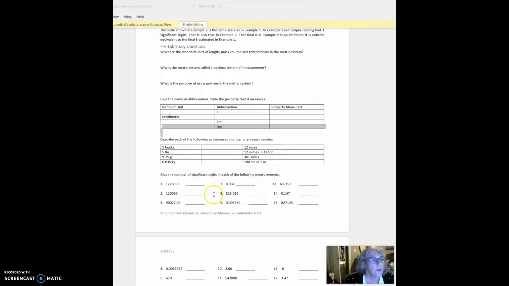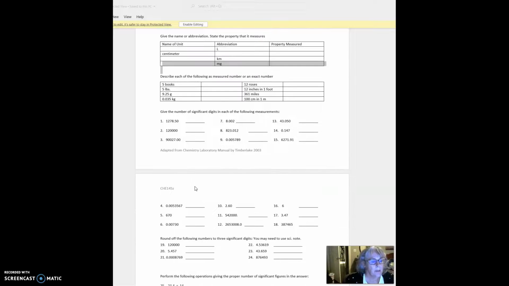And then when you come down here, you want to give the number of significant digits. So let's look at the first one. The 1 is significant, the 2, the 7, the 8, and the 5. Those are all significant digits because they're non-zero. The 0 is also significant because it's a trailing 0 and there's a decimal. So you would put the numeral 6 here because there are 6 significant figures.